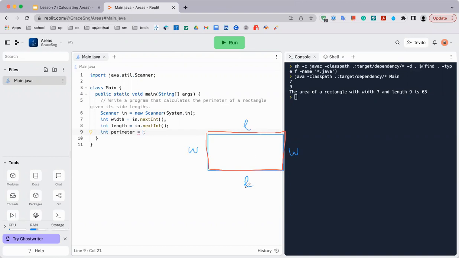So if we want to add all these together, we get W plus W plus L plus L, which is also equal to 2 times W plus 2 times L. And if you want to simplify it even more, it's 2 times, and in parentheses, W plus L.